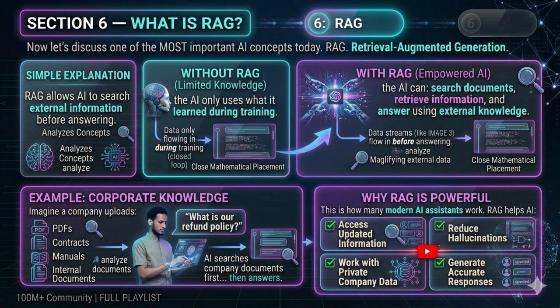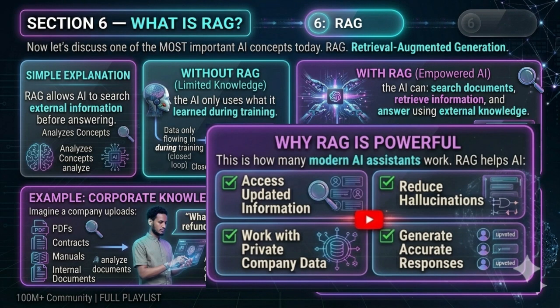Why is RAG powerful? This is how many modern AI assistants work. RAG helps AI access up-to-date information, reduce hallucination, and work with private company data.